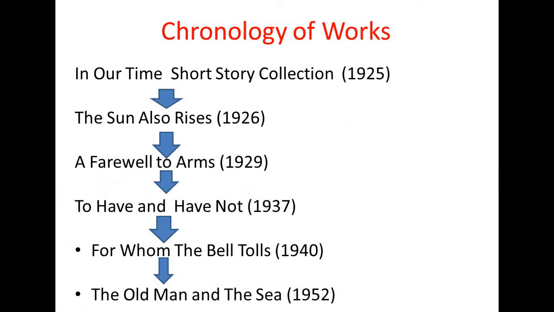In Our Time, which is a story collection, was published in 1925. His first popular novel, The Sun Also Rises, came out in 1926. And in the same decade, in 1929, came out A Farewell to Arms. Then, in 1937, was published To Have and Have Not. And in the 1940s, For Whom the Bell Tolls. And finally, his masterpiece got published in 1952, The Old Man and the Sea, which is a novella.